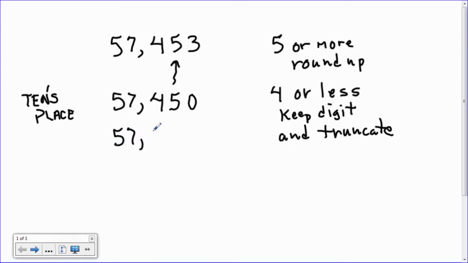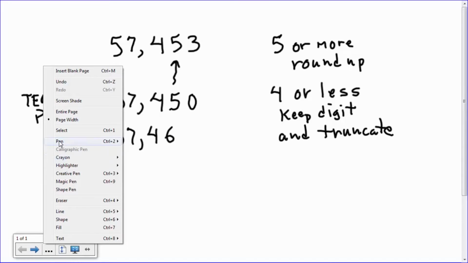I take the digit 5, increase it to a 6. I'm sorry. Let me back up. I'm rounding to the hundreds place. Let me go back and get my eraser.